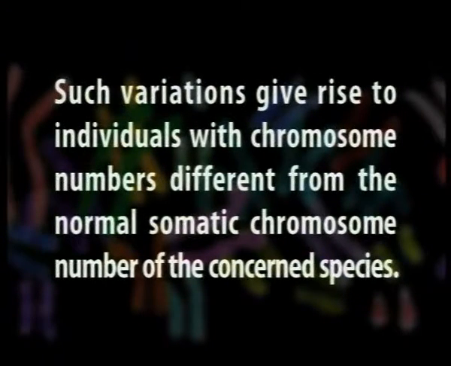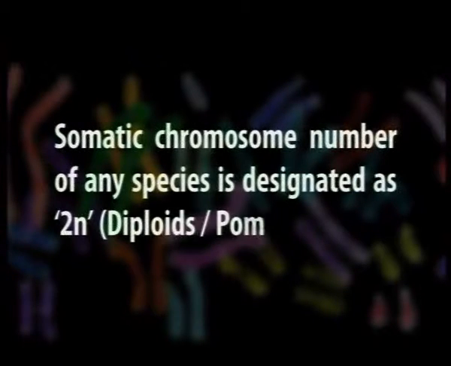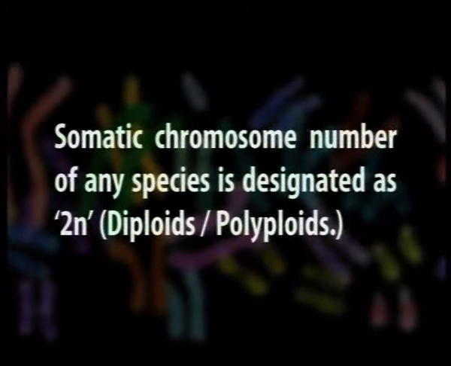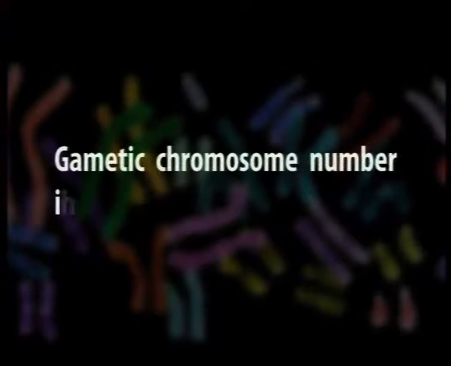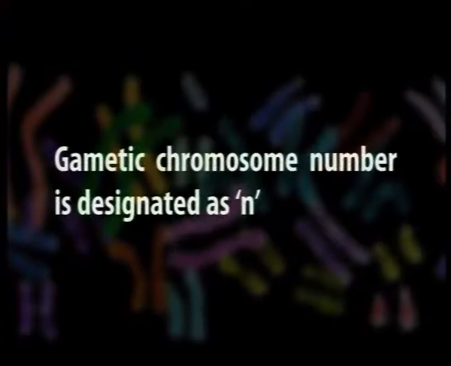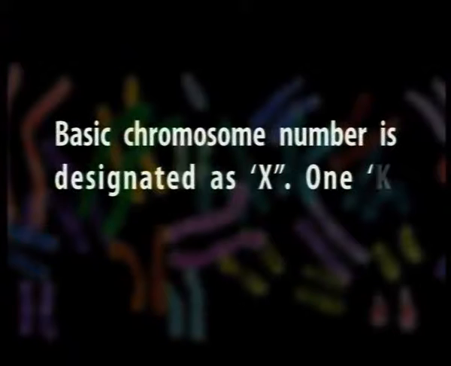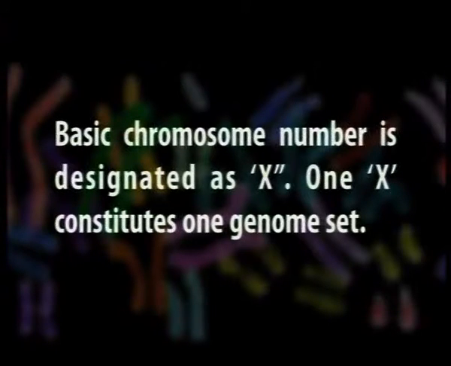You must remember here that the somatic chromosome number of a species is designated by 2n in diploids as well as in polyploids, whereas the gametic chromosome number of a species is designated by n, which means half of the somatic chromosome number, whereas the basic chromosome number of a species is designated by x. X means one complete genome set or chromosome set.